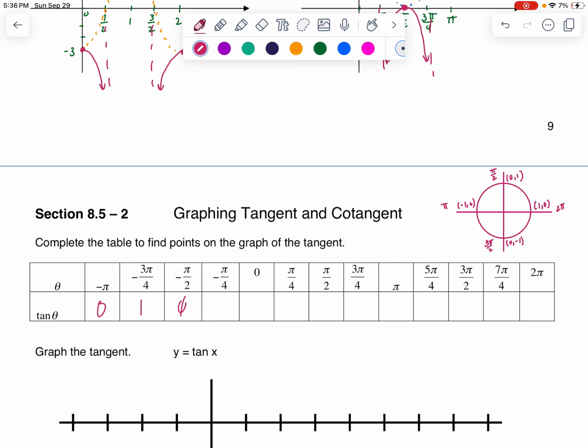Negative pi over 4 is in quadrant 4, so it's going to be negative 1. Tangent of 0 is just going to be at 2 pi, so it's 0 divided by 1, which is 0. And then the tangent of pi over 4 we know is 1. And we just go ahead and continue on. And we also see that there's this pattern.